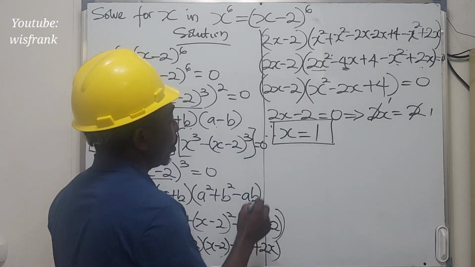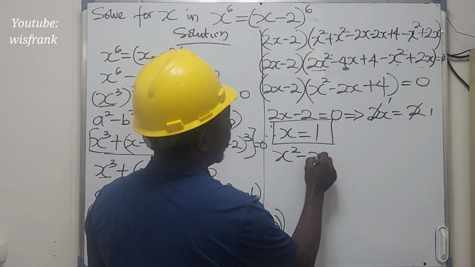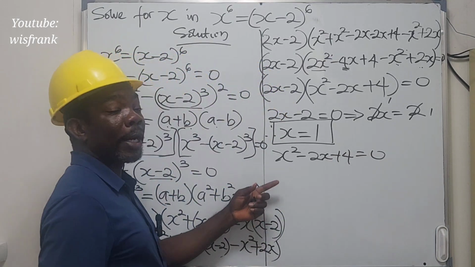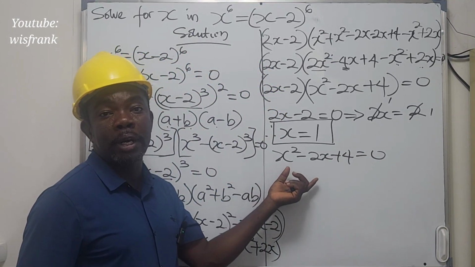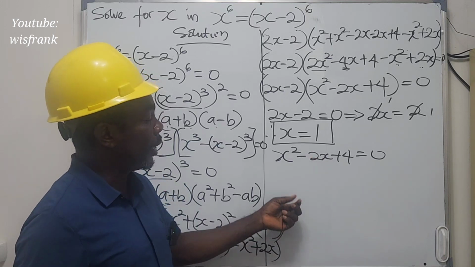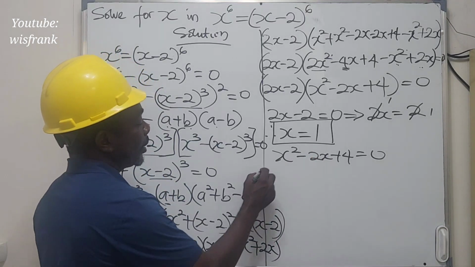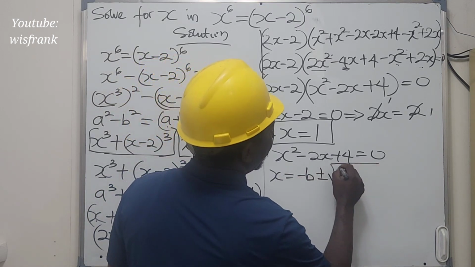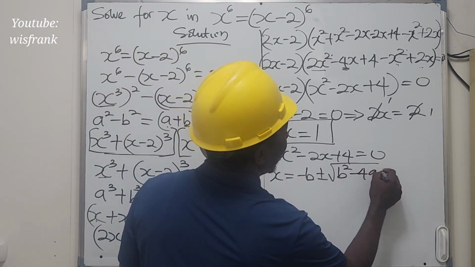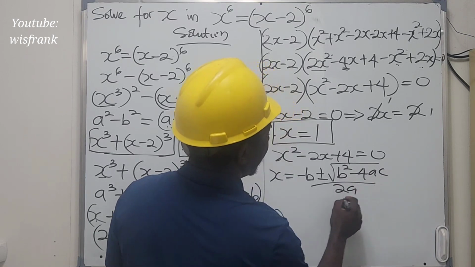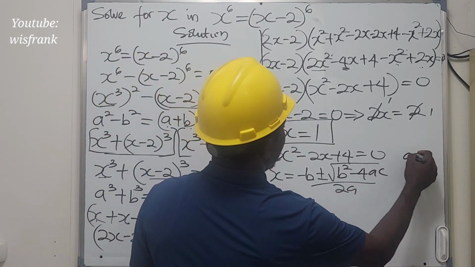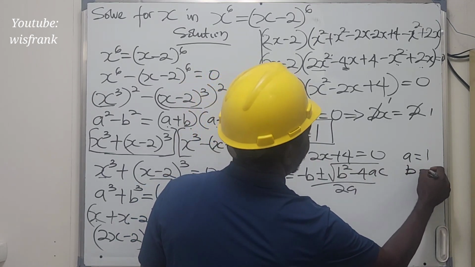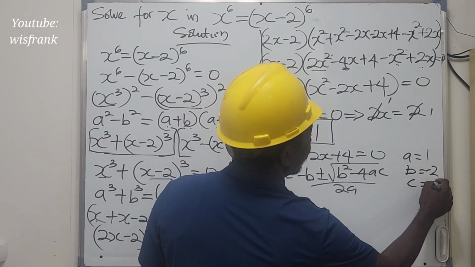The second parenthesis, which is x to the power of 2 minus 2x plus 4 equals to 0. This is a quadratic equation, and we are going to use the quadratic formula to find the value of x in this equation. So we have x equals to minus b plus or minus square root of b squared minus 4ac all over 2a. In this case, our value of a equals to 1. Then our value of b equals to minus 2. Then our value of c equals to 4.